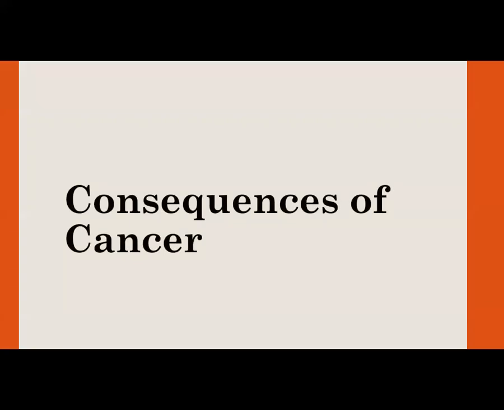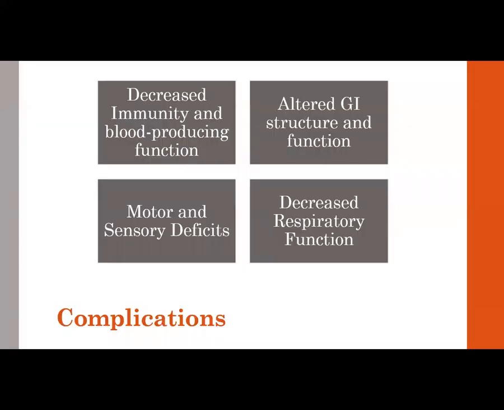Right. So the next thing we're going to talk about is the consequences of cancer. So these are some of the complications that can arise if we just have cancer growing without kind of dealing with it. So with it, we've got decreased immunity and blood producing function, altered GI structure and function, motor and sensory deficits, and decreased respiratory function.